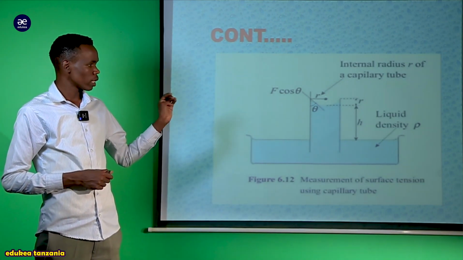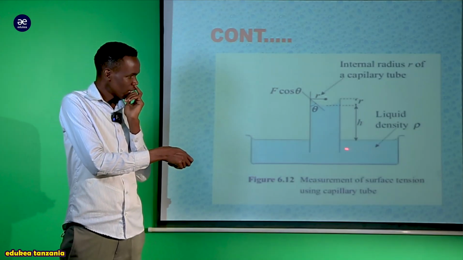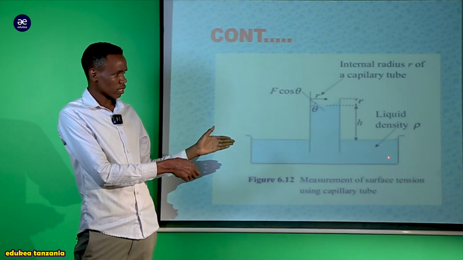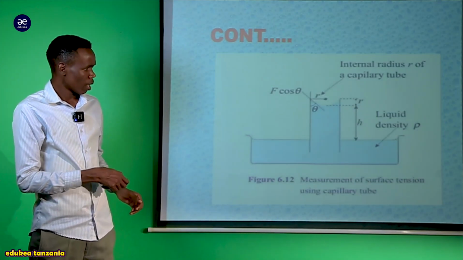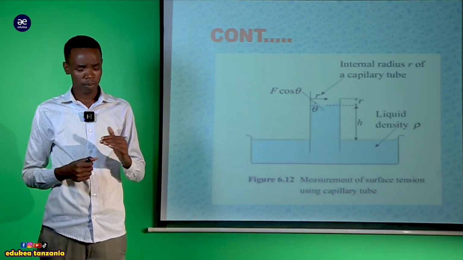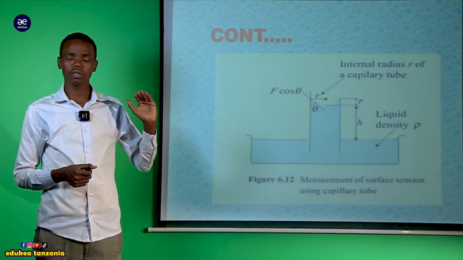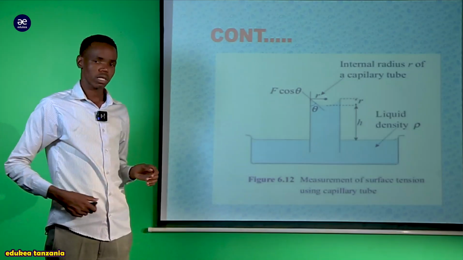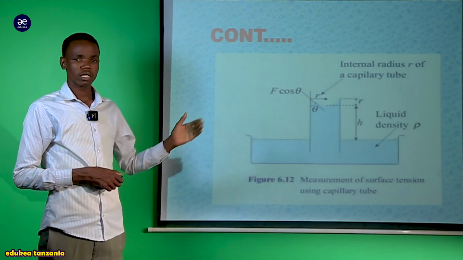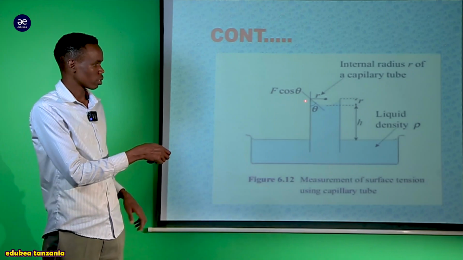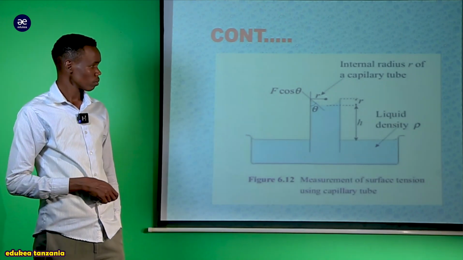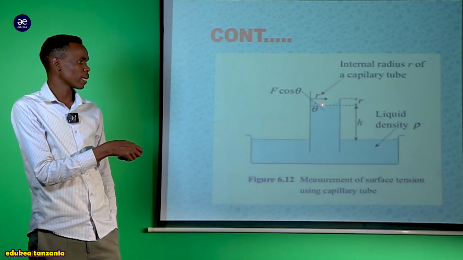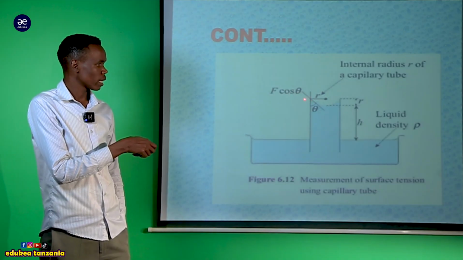But my dear student, inside this narrow tube, we have the liquid density. This is the density of the liquid as we see here. The angle of contact, which is formed between the surface of the liquid and the surface of the solid, is represented by the symbol theta, as we see here, my lovely students.